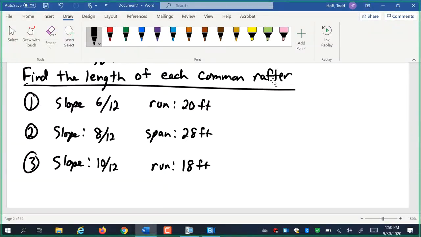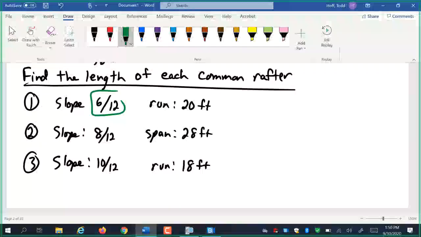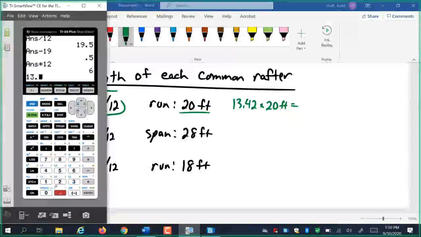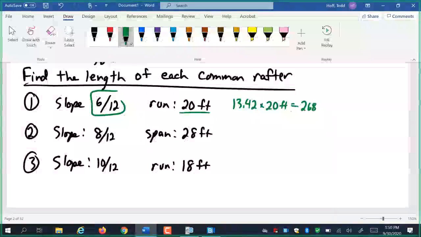Let's see how you're doing on these. So for 6/12 slope, we look up on the framing square. Under the 6, it is 13.42. We multiply that by a run of 20 feet, so we're just going to multiply that times the 20 feet. 13.42 times 20 is 268.4 inches.